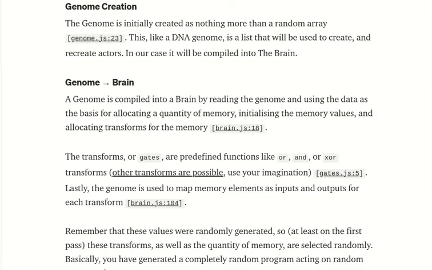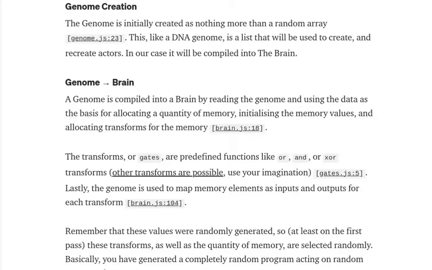The genome is initially created as nothing more than a random array. This, like a DNA genome, is a list that will be used to create actors. In our case, it will be compiled into the brain. The genome to brain transition.